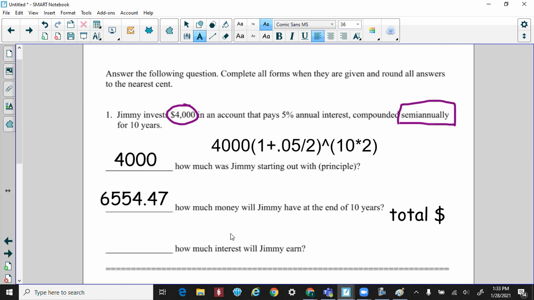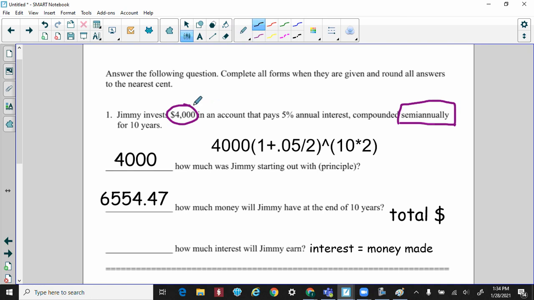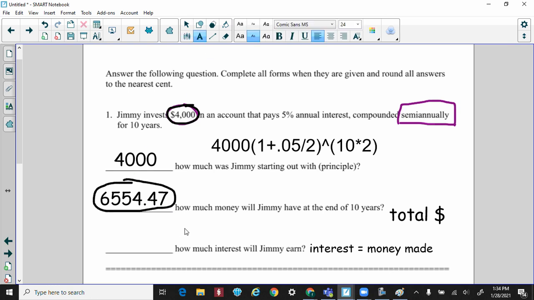Now, how much interest will Jimmy earn? Remember, interest means money made. So let me write that off to the side here. Interest means money made. Think about it. He started off with $4,000, and now he has $6,554. How much money did he make? Well, a simple subtraction problem is going to help us out. 6,554.47 minus 4,000. When you do the math, you get $2,554.47. That's how much money he earned.